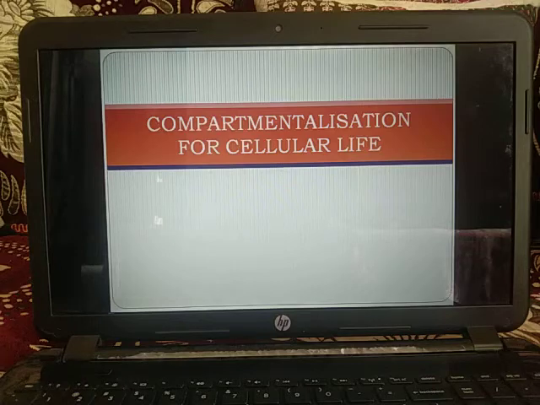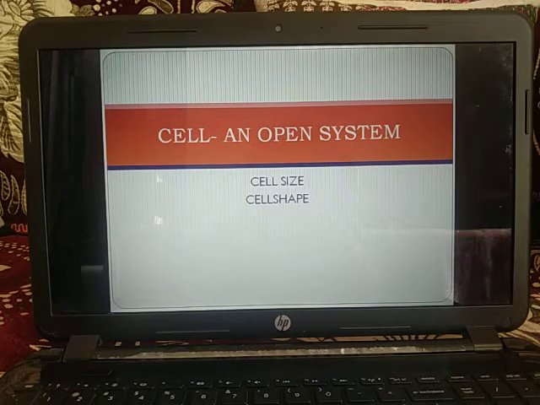Now next we have the cell as an open system. An open system is one which is separated from its surroundings by a boundary that allows transfer of material and energy across it. Cell is an open system because it receives a number of materials, including the energy-containing nutrients, from outside.